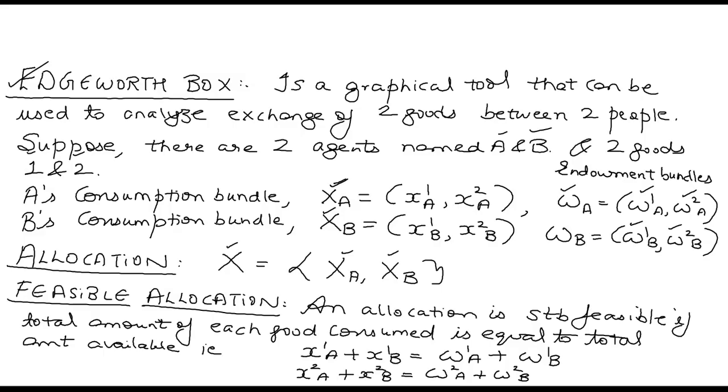And when is an allocation said to be feasible? It is said to be feasible if the total amount of each good consumed is exactly equal to the total amount available in the economy. So total amount of good 1 consumed by both agents A and B should be equal to total amount of good 1 available in the economy, which is omega 1A plus omega 1B, and total amount of good 2 consumed by agents A and B should be equal to total amount of good 2 available in the economy, which is omega 2A plus omega 2B.